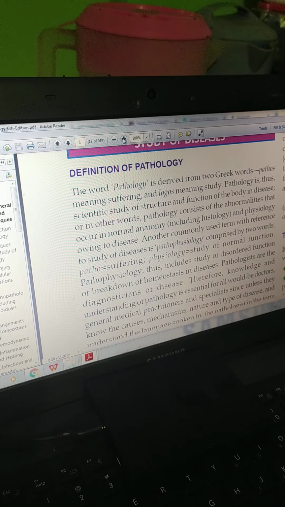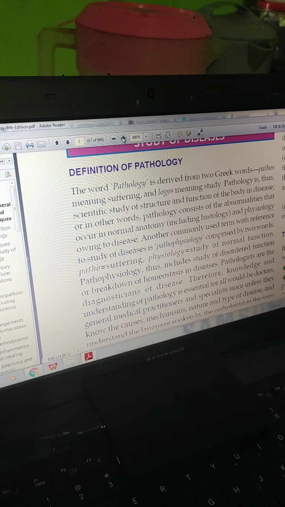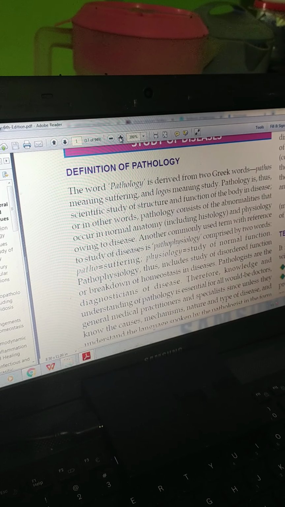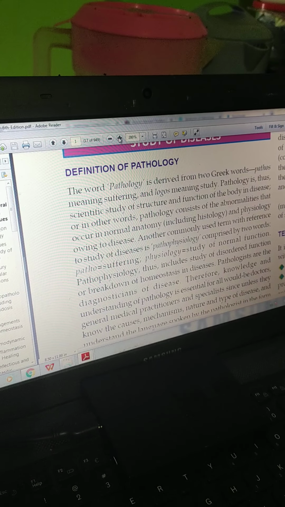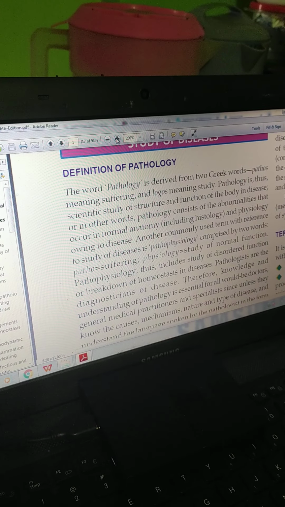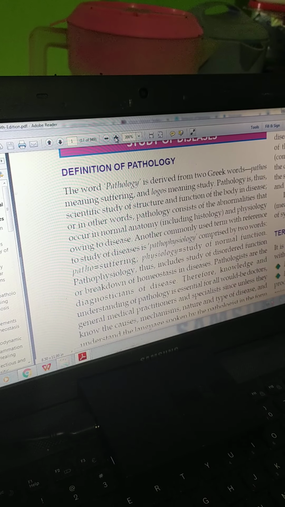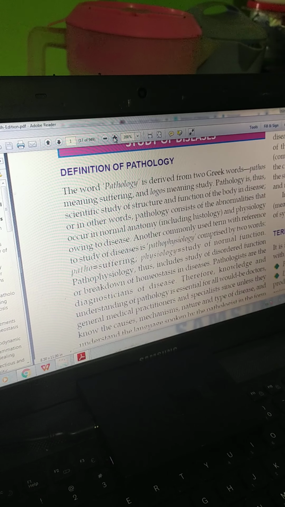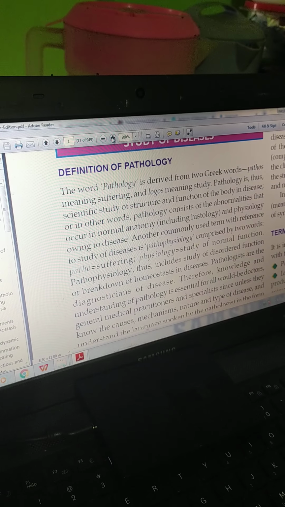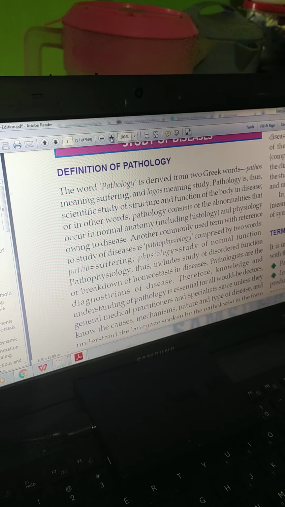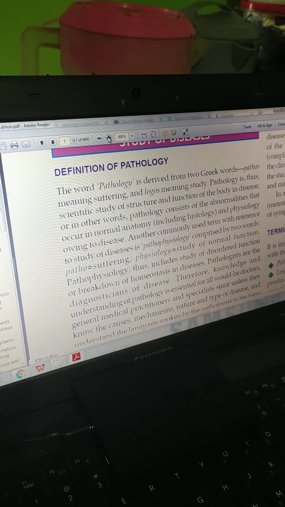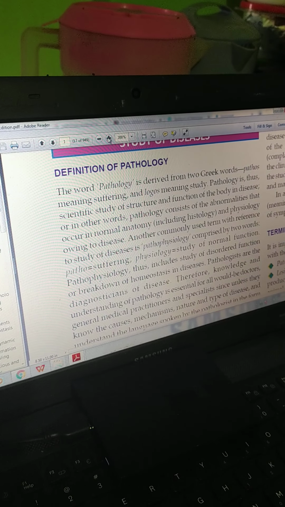Another commonly used term with reference to study of disease is pathophysiology, comprised of two words, patho meaning suffering, physiology the study of normal function. Pathophysiology thus includes study of disorder of function or breakdown of homeostasis in disease. Pathologists are the diagnosticians of disease.